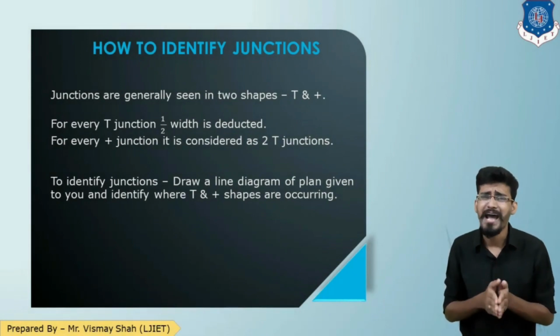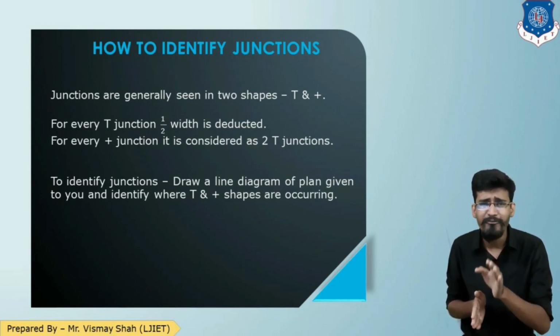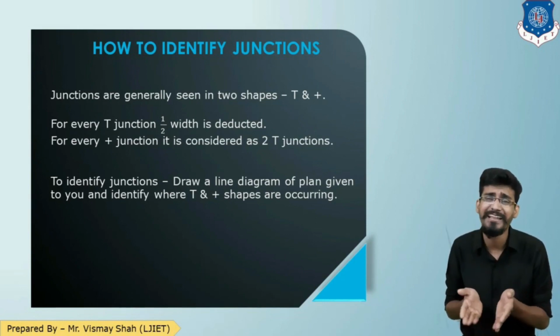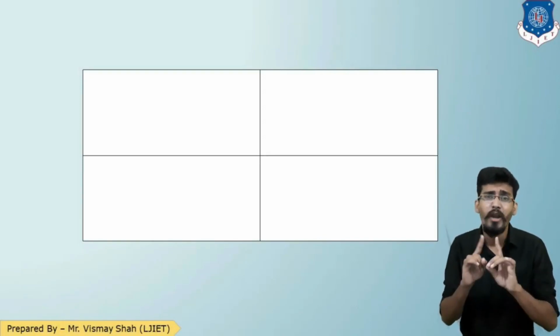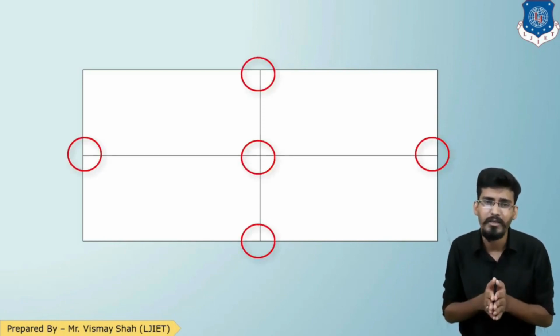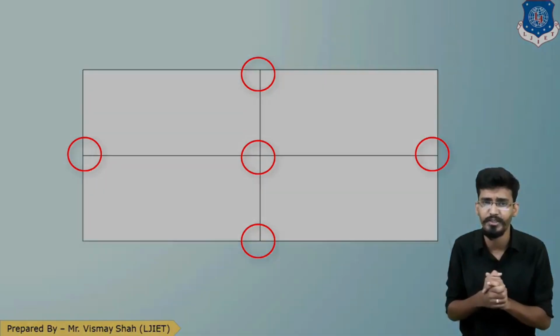Now, as I've told you, how to identify the junctions. Junctions are generally of 2 types of shape, T and plus. For every T junction, half width is deducted and for every plus junction, it is considered as 2 times a T junction. To identify the junctions, let us draw a line diagram of the drawing and then highlight the junctions. So here is the line diagram of our drawing, and to calculate the junctions, we are not considering the corners, we are just considering the T and plus shapes. So that is how we'll calculate the number of junctions. For a plus junction, we'll consider 2 times a T junction.